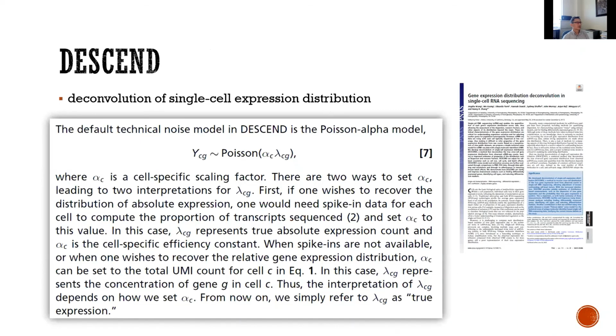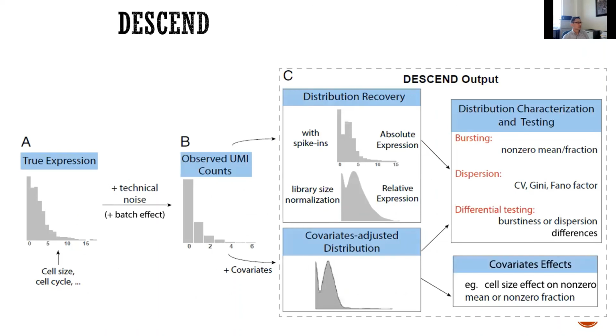One example is called DScan. This is published in PNAS to do the deconvolution of single-cell expression distribution using a more sophisticated model, and the authors try to explain the process using an illustration: you have an original true expression distribution in which the cell size and the cell cycle are included. And then once you sequence it, you introduce both technical noise and batch effects. And then you have your observed UMI count matrix, and the distribution looks like this.